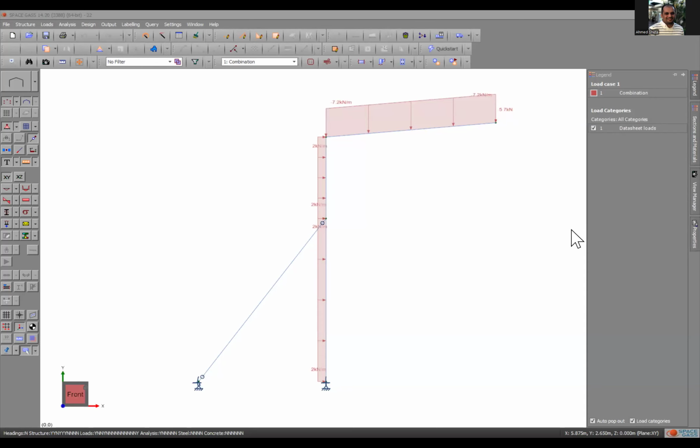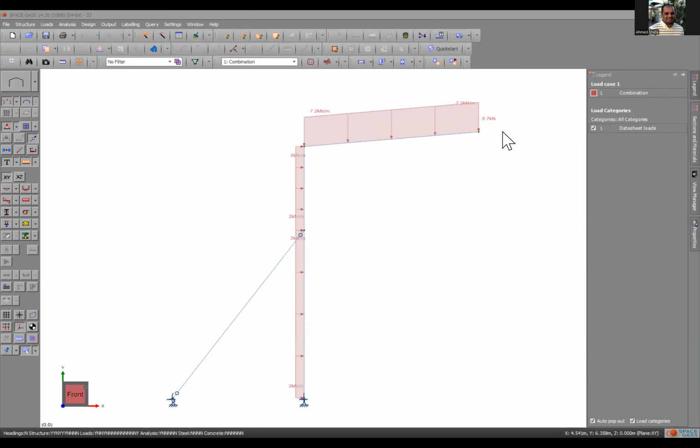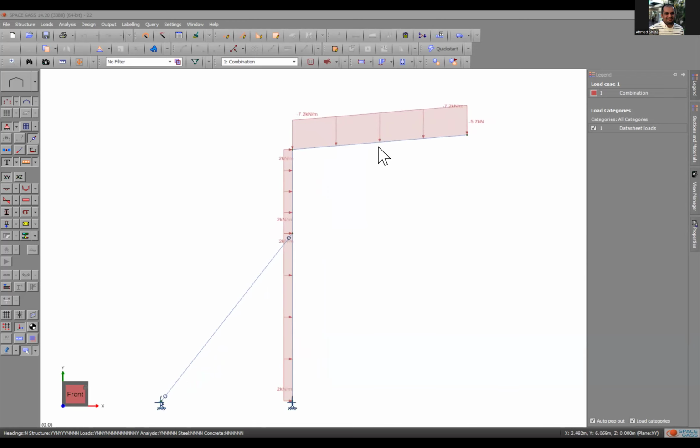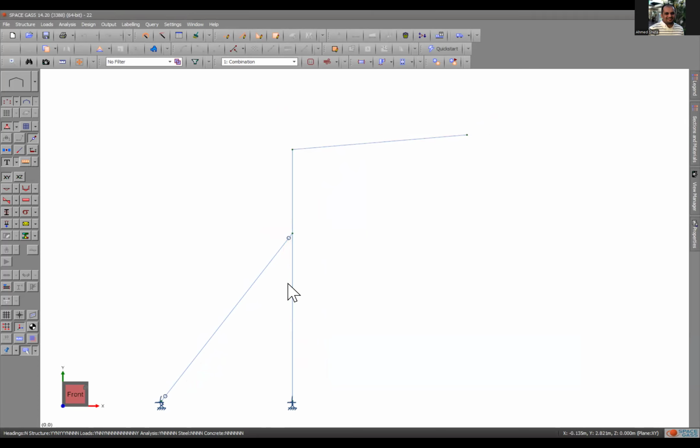Okay, so this is another version of it. I have solved it earlier, so I have put the loads. We have the uniform load on the column, the uniform load on the rafter, and the 5.7 kilonewton. The next step after you add the load, you need to assign the material.